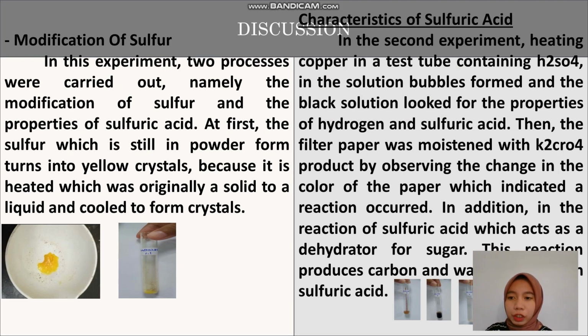Modification of sulfur. In this experiment, two processes were carried out, namely the modification of sulfur and the properties of sulfuric acid. First, the sulfur, which was still powder, turns into yellow crystal because it is heated, which changes from an original solid to liquid and, when cooled, forms crystal.